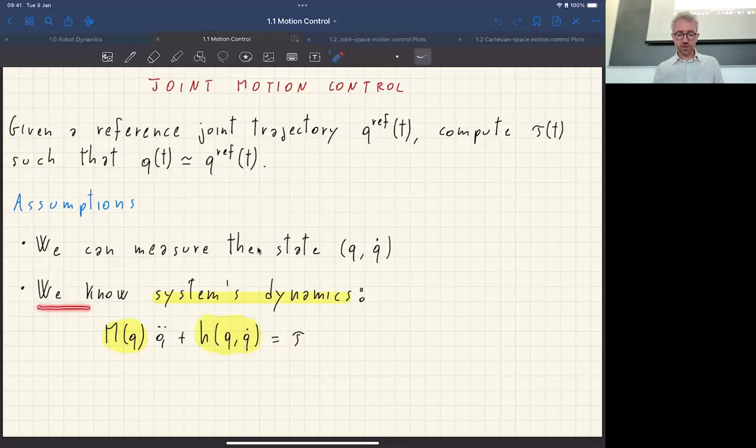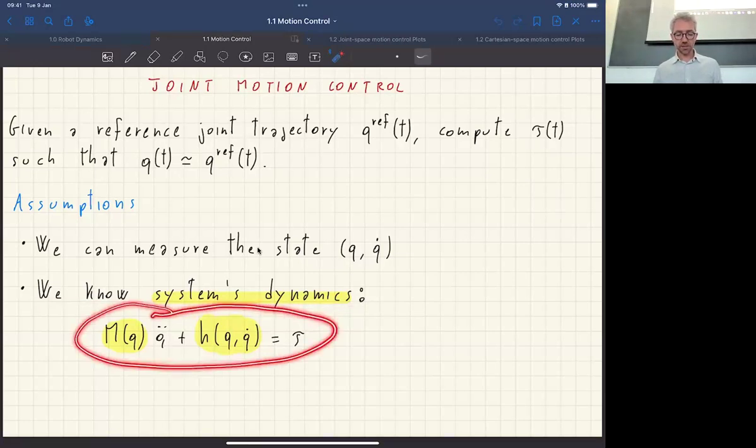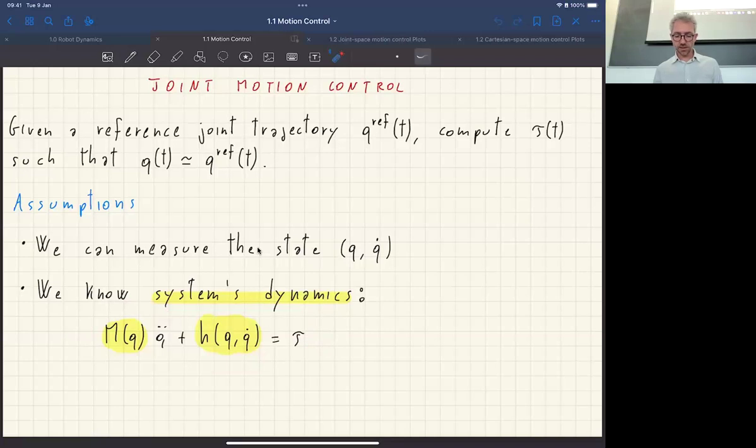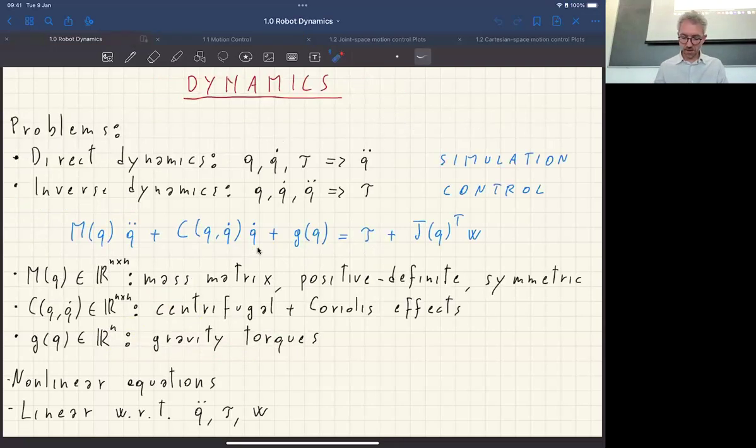Second assumption, we assume that we know the system dynamics. Basically, we assume that we know this expression here. Notice that compared to the expression that I wrote last time, I have compressed together the gravity and the Coriolis centrifugal terms into a single term, which I'm calling H. Last time I was writing this as C(q, q dot) q dot plus G. Well, this is H from now on.